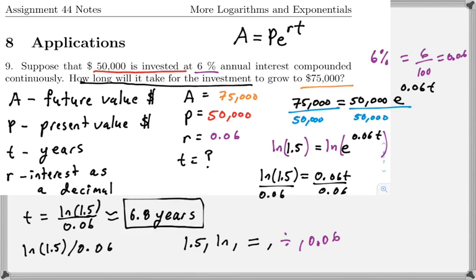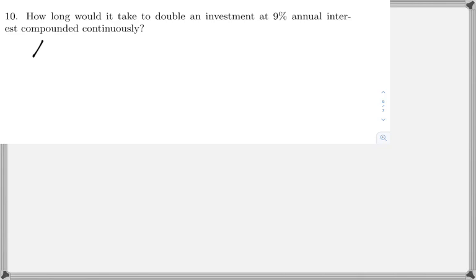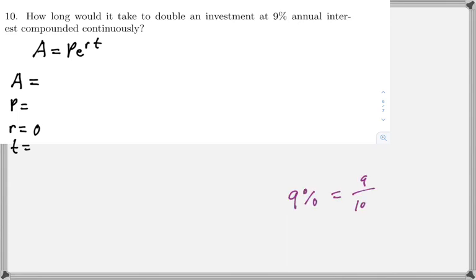Okay, so let's go look at another one. So this time it says, how long would it take to double an investment at 9% annual interest compounded continuously. So you do see the magic words, compounded continuously. It means you're going to use the Pert equation, A equals Pe to the rt. And then we're going to identify our parts that are provided for us in the formula. So I don't see any money, but I do see an interest rate of 9%. So 9%, that means 9 per 100, or 9 hundredths.